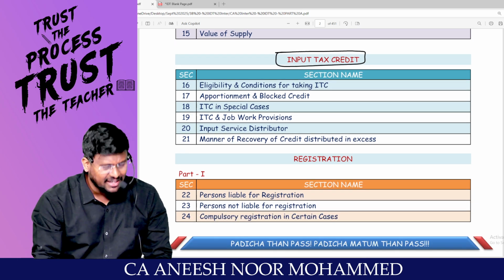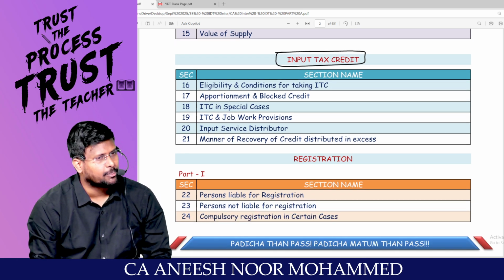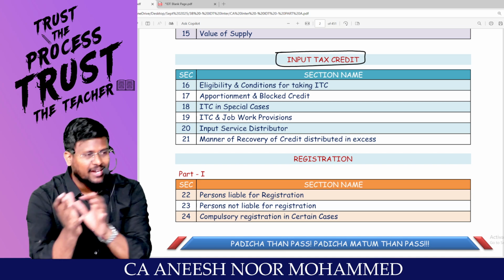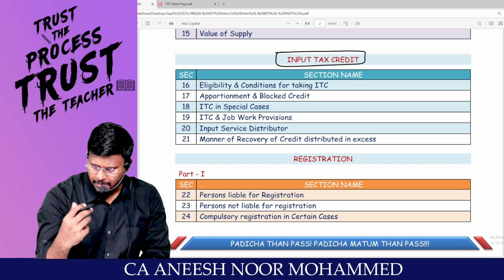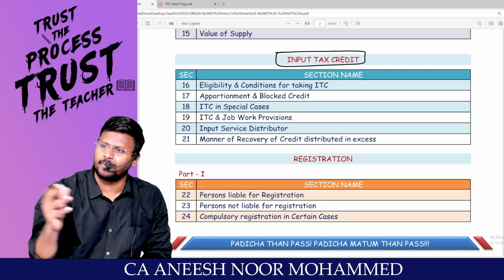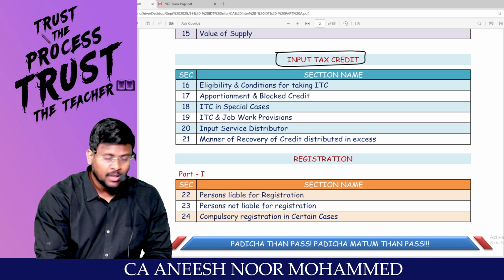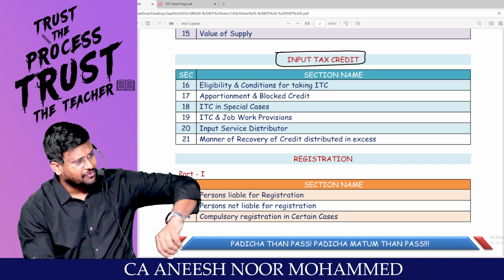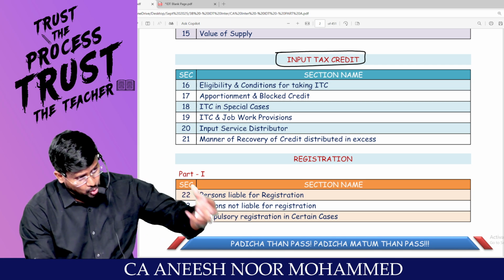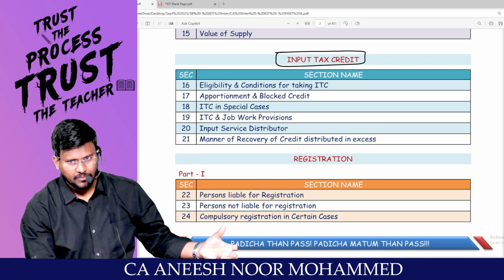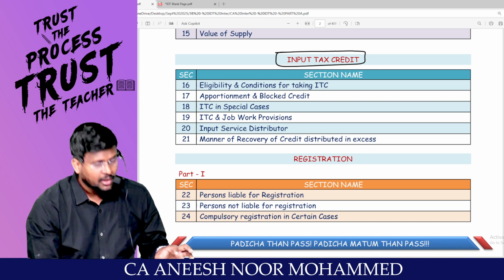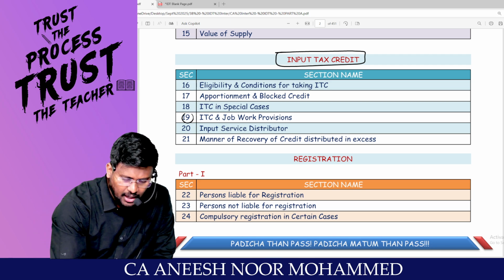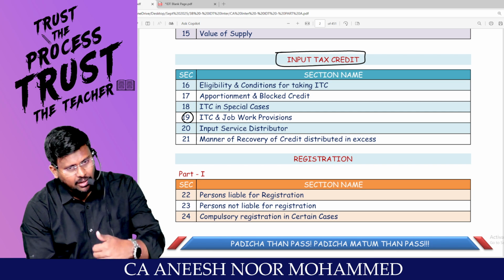Sir, section 19, ITC and job work provision. There is a concept called principal and job worker. Job worker is a person who is doing work on behalf of the principal. Okay, sir? So when can this job worker take ITC, what is the time of taking ITC, and what are the conditions to be satisfied by the job worker in order to take it? So for a job worker, special provisions are applicable, which are covered in section 19.